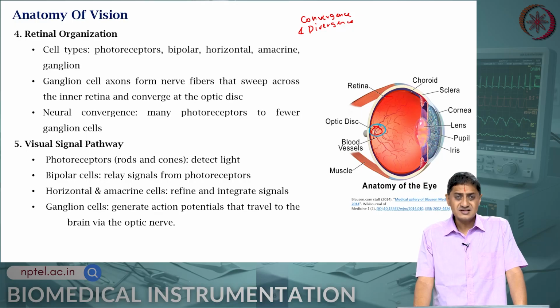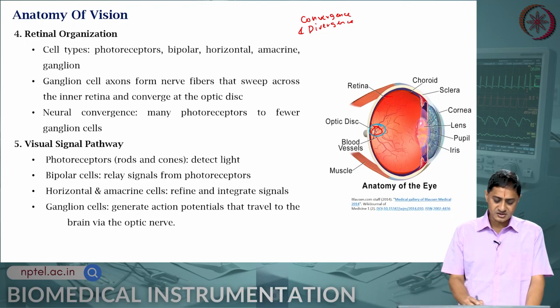So, there is a convergence that happens. What that means is that these neurons, that is the ganglion cells, essentially act as synthesizers, those that receive information from multiple neurons and then pass it on to the next level after some processing. And the visual signal itself goes through, first step, photoreceptors, those that detect light itself. Those are the rods and cones.